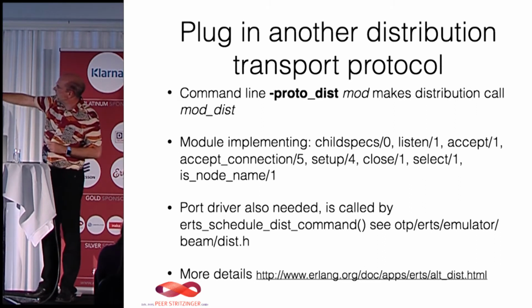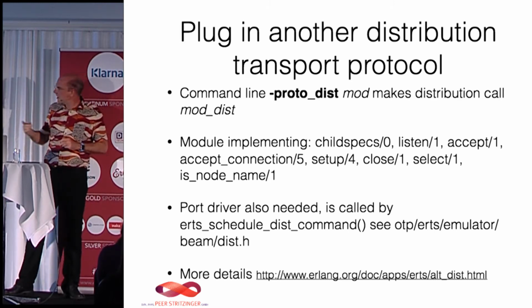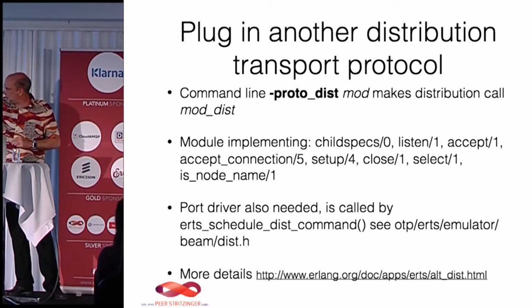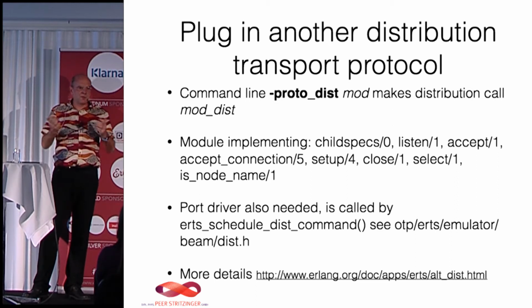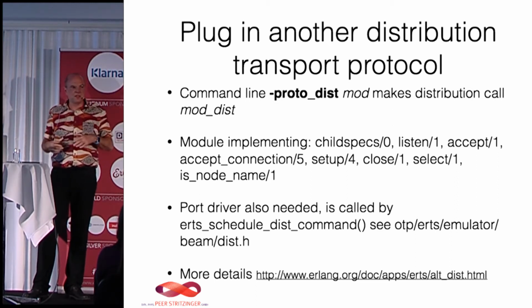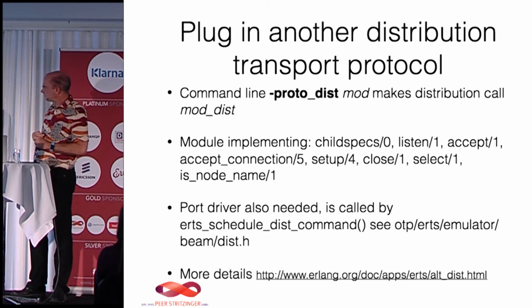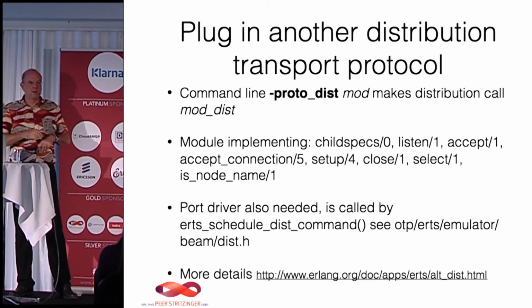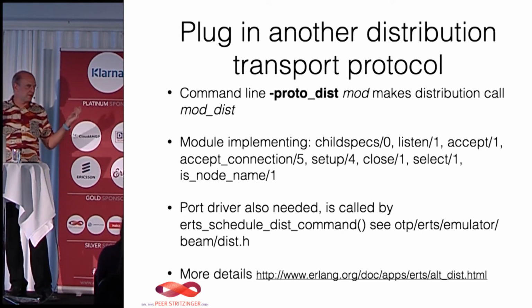There's a command line option where you can plug another distribution protocol module into the Erlang VM, and this module needs to implement a behavior, which is mainly the management of the link. And to actually get the data from one node to the other, you need a port driver in the Erlang VM, normally the inet network port driver used for distribution. But you could do your own port driver, implement another protocol, encrypted, non-encrypted, whatever you want, and plug it in. That's working today.